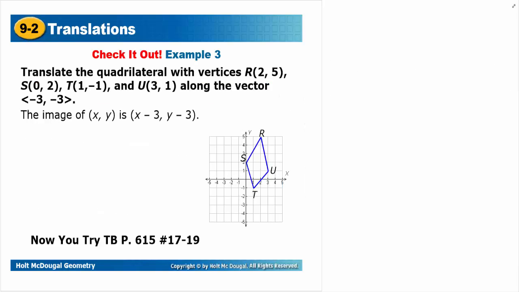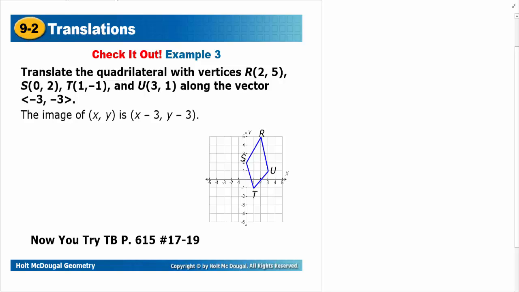Okay, so now we're going to go ahead and apply these concepts using example 3, using our actual vectors, our component vector format. So here we go. We're going to translate the quadrilateral with vertices 2, 5, 0, 2, 1, negative 1, and 3, 1 along the following vector. So this is telling you how we're going to translate that figure, and the vector is negative 3, 3.